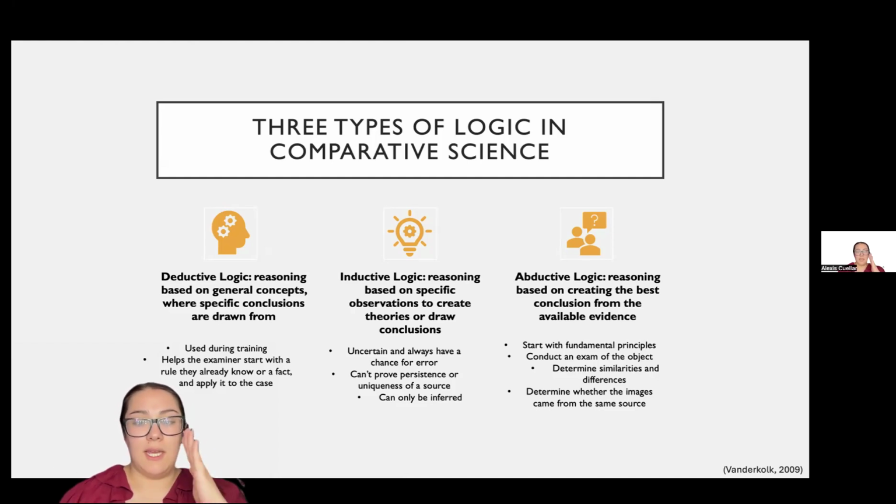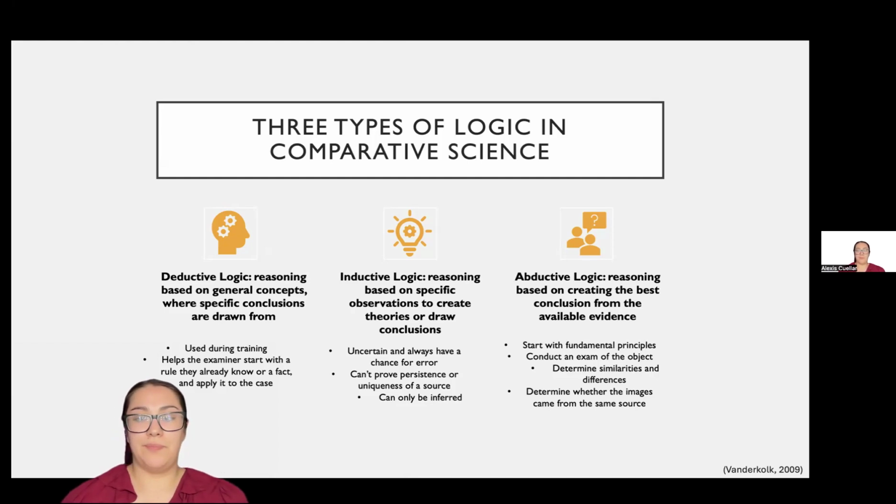Inductive logic is reasoning based on specific observations to create theories or draw conclusions. So this logic is not guaranteed, and it is possible for a chance of error, and it can only be inferred. So an example of this would be using tool marks. There's an observation that a tool mark was used on a window frame that looks to be from a specific type of screwdriver. So it is likely to infer that the tool that was probably used at the scene was a screwdriver.